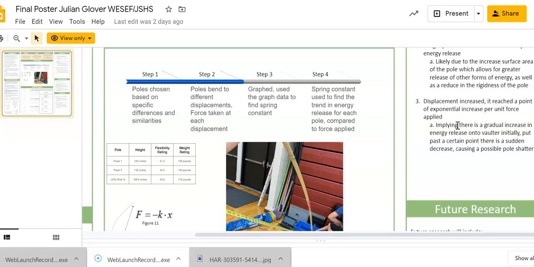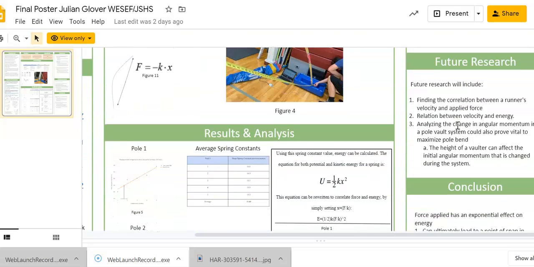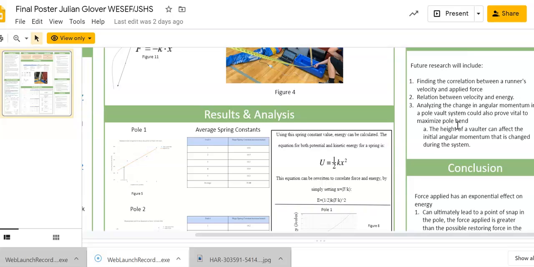This implies that there's initially a gradual increase in energy release, but past a certain point, there's a sudden exponential increase in displacement, which can cause the pole to snap. I think that's exactly what happens. If a vaulter is using a pole that's too light, they'll put too much energy in it, it won't be able to correct itself, it'll snap. If they use a pole that's too rigid, they won't put enough energy in, they won't even get up, they'll just shoot back.